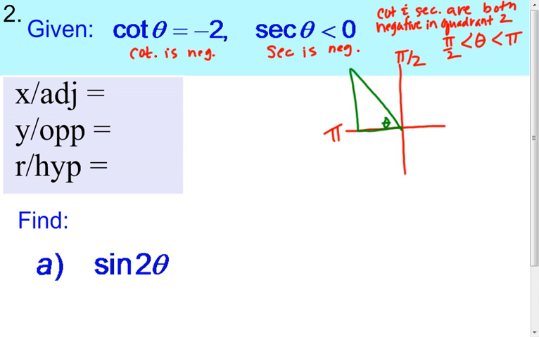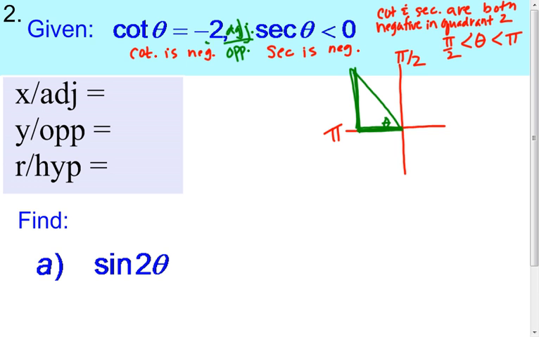Okay, secant is negative. Obviously my x value is negative here. So this distance right here, because it describes position, is negative. This side of the triangle right here is going to be positive. Okay, so when you think about this, cotangent is adjacent over opposite. Adjacent, wow, I can't write, over opposite.